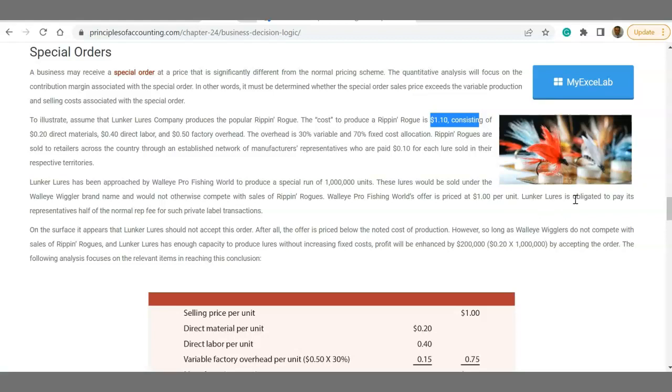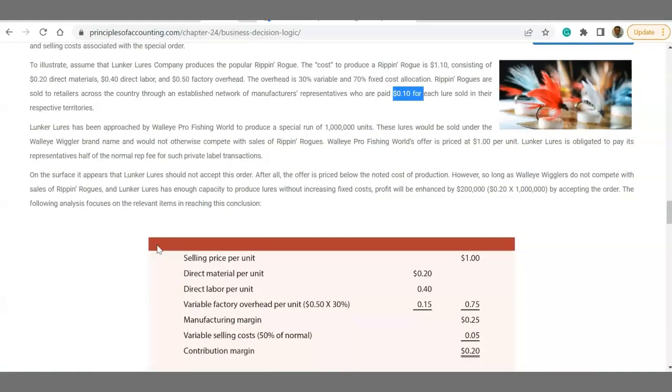So Lanker Lures is obligated to pay its representatives half of the normal rep fee for such private label transactions. Half of this 10 cents, which is 5 cents. They have to pay that. On the surface, it appears that Lanker Lures should not accept this order, as we just discussed. After all, the offer is priced below the noted cost of production, which is $10.